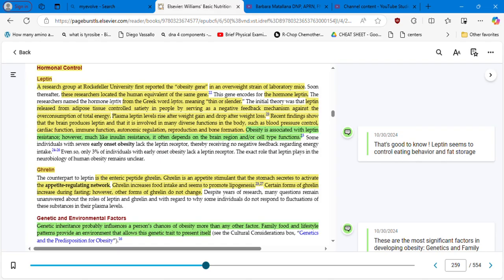Obesity is associated with leptin resistance. However, much like insulin resistance, it often depends on the brain region and or cell type functions. Okay, so that's good to know. Leptin seems to control eating behavior and fat storage. Okay, we are just coming across this information.